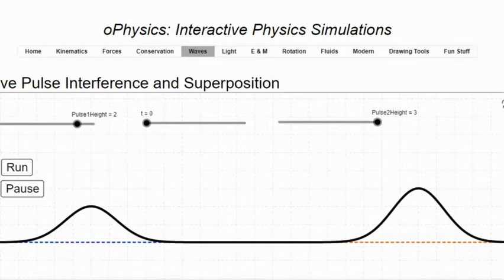especially on strings. So I want to let you know that I have posted the simulation you're looking at right now, this O-Physics Interactive Physics Simulations website. I have posted a link to it in your folder, in our Waves folder, in our unit folder on Schoology, so you can mess around with this or any of these others anytime you want. And certainly you can replay this video from time to time.